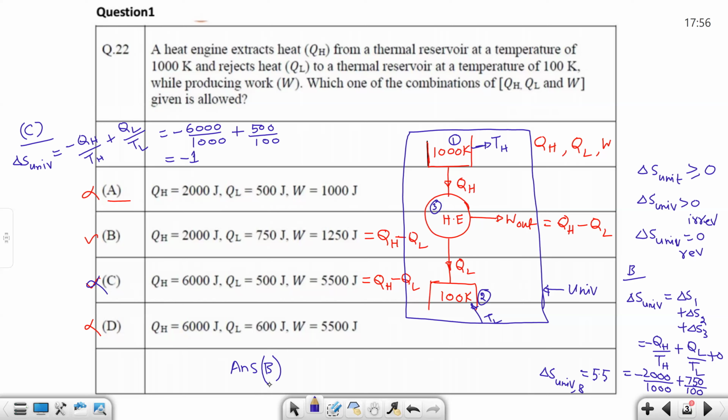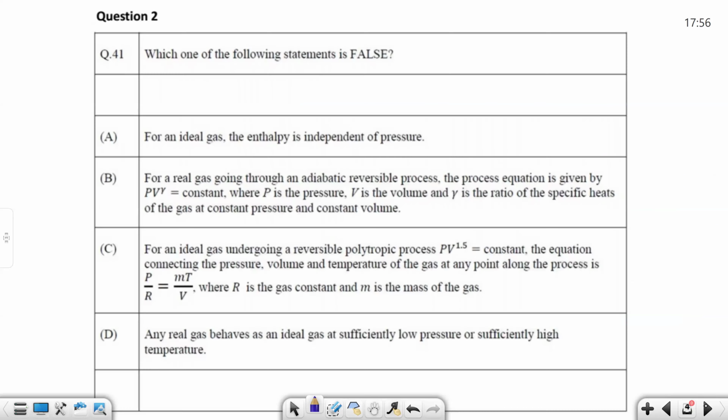Maybe now I move to the next question. Question number 2, which of the following statement is false? We know that for an ideal gas, enthalpy is equal to CpT. It is independent of pressure. So statement A is true.